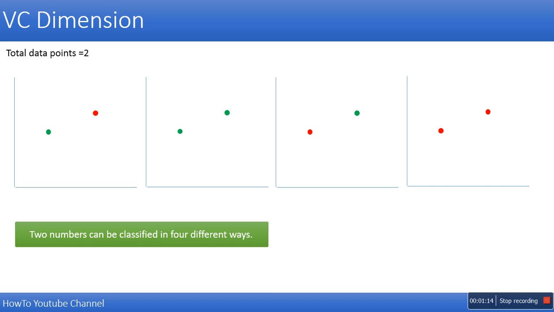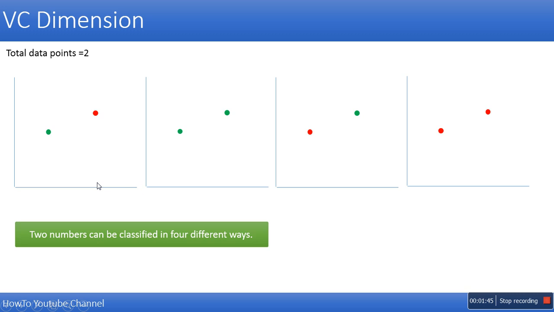As you can see, in the first one, this one is red, this one is green. It means this data point belongs to one class, this one belongs to another class. Here both belong to, let's say, class A. Here both belong to class B, and this is also the same case but in reverse order. So for two data points we will be having four cases which represent all possible ways in which these two data points can be classified.